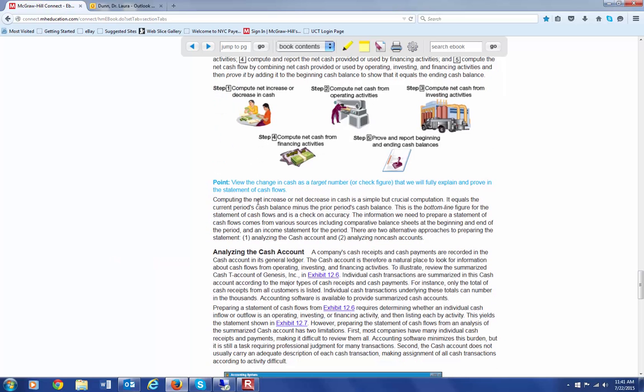Okay, so computing the net increase or net decrease in cash is a simple but crucial computation. It equals the current period's cash balance minus the prior period's. So what you're going to do is look at your cash account, so to speak, and say, okay, my cash account today, at period end, is $10,000. At the end of the last period, let's say it was $5,000. So the difference between those two is $5,000. So when you go through each of these steps, you should get the same thing here. You should be able to reconcile to that same number.